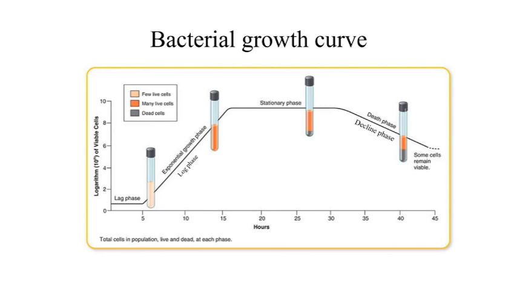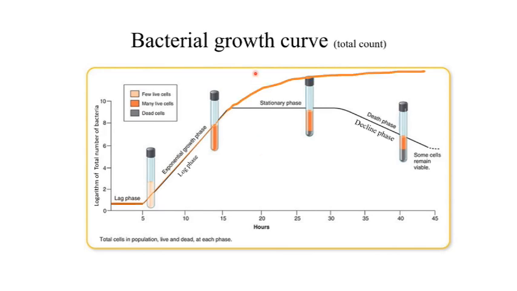Bacterial growth curve of total count. In the bacterial growth curve of total count, here we will count the total number of bacteria. Total number of bacteria means we will count the live and dead bacteria here. In viable count, we count only the viable bacteria, that means only the live bacteria. Here in total count, we will count both live and dead bacteria.